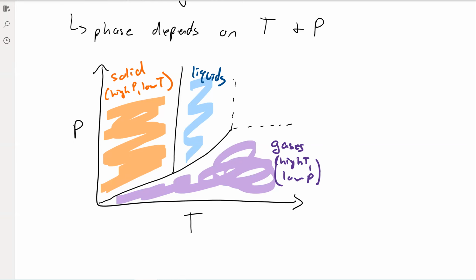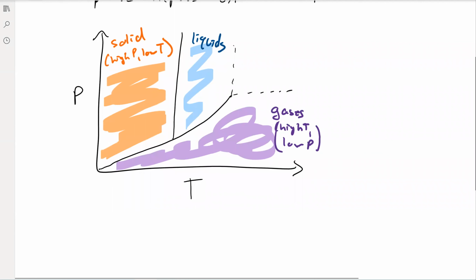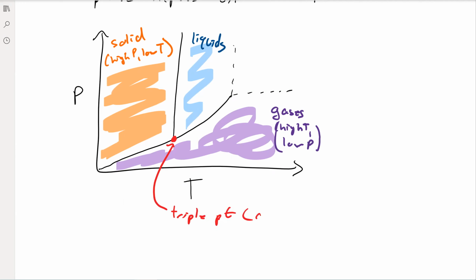And then we have a couple other points on this plot that we want to identify. One is this intersection right here. This is what's known as the triple point. This is where all the phases coexist, right? So it's a gas, liquid, and a solid. They're all coexisting in equilibrium.